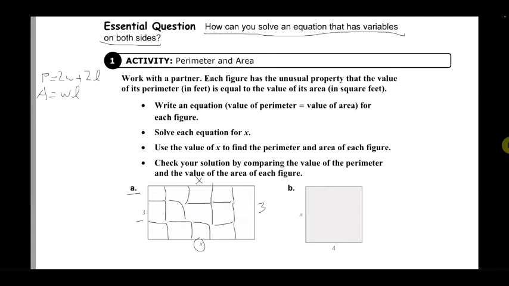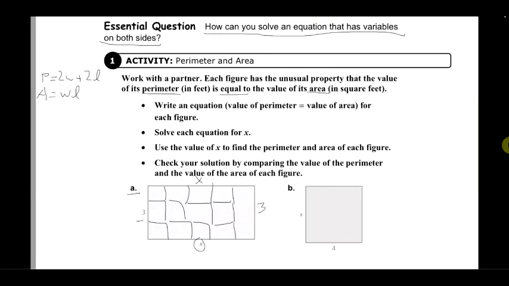Now for this activity, they set things up with some unusual figures. This isn't normal that it works out this way, but for our benefit, it does. So they say work with a partner. Each figure has an unusual property that the value of its perimeter, so it's all the distance around, is equal to, ooh, good math language, the value of its area, so the amount inside. So that number of area for perimeter. Interesting. This is some good information.